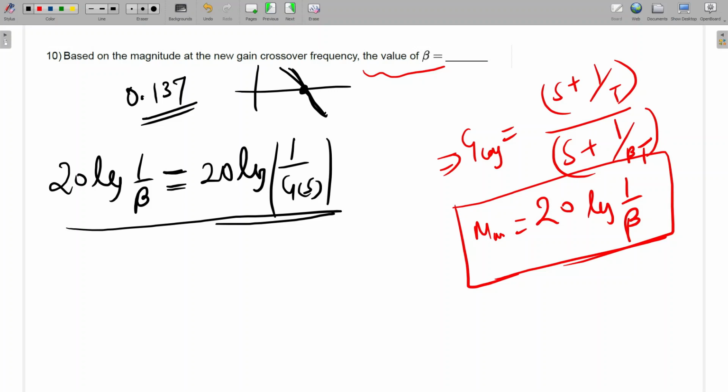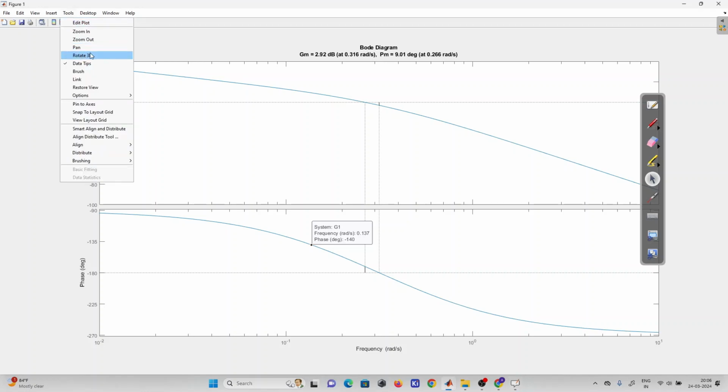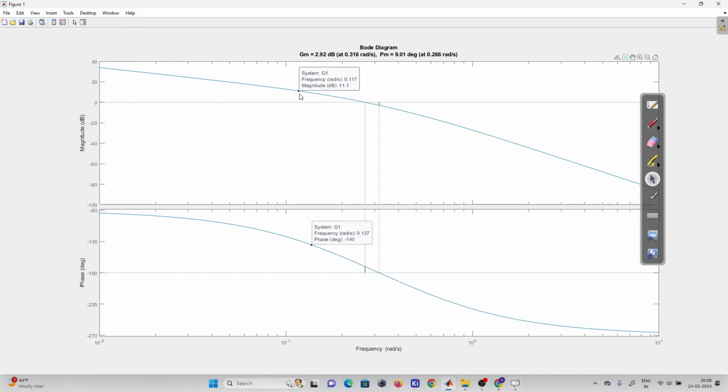Is it clear? This we know from the formula, 20 log 1 by beta, the minimum magnitude for this transfer function. We should equate this value to 20 log 1 by G(s), because we have observed it in the Bode plot. I will show you once. Here I will see the magnitude plot. Under tools and data tip, we'll add one data tip at 0.137. At 0.137, the magnitude is 9.25.